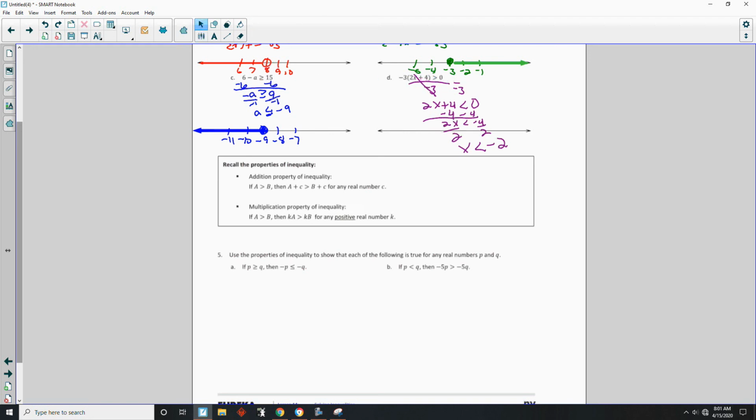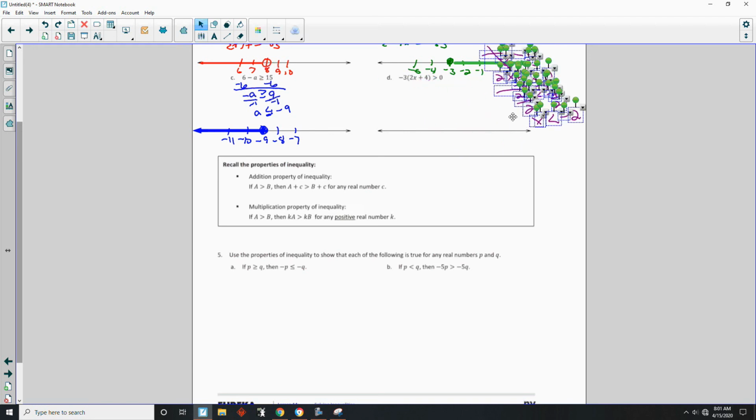Okay, obviously that's in the way of my number line, so now if I just move this up here, I have x is less than negative 2. I need to put that in set notation: the set of all x such that x is less than negative 2. Let me go back and do that here, like the set of all a such that a is less than or equal to negative 9. The set of all x such that x is less than negative 2.